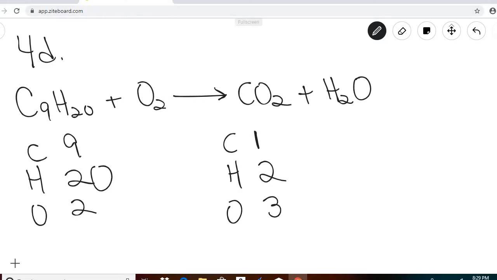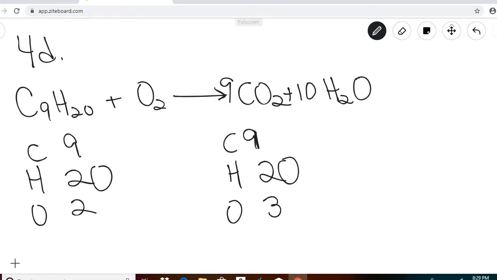So let's fix the carbons first. If we put a 9 here, that gives us 9 carbons on each side. And now let's see what that did to the rest. So our hydrogens are still okay. We have 20 and we only have 2 over here. So let's make this 10 waters. So now the hydrogens are 20 and 20.